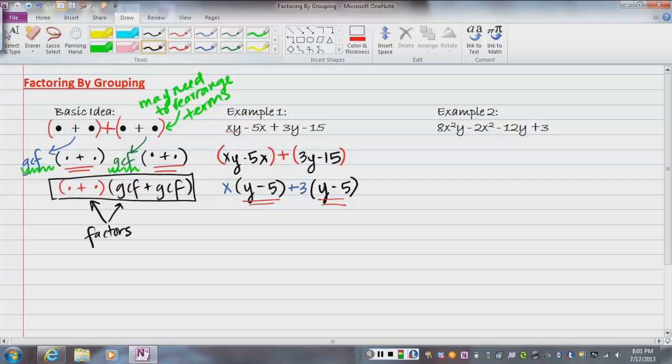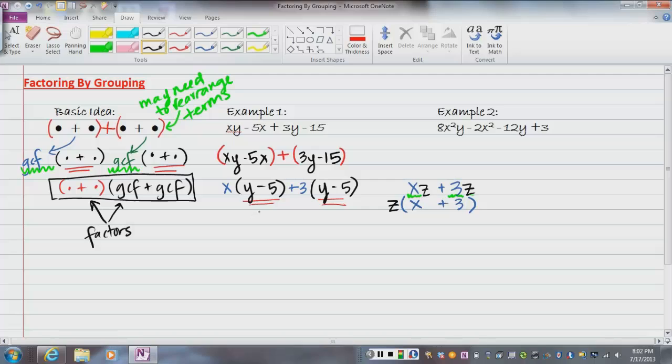Now, just a side note here. Let's suppose I have x times z plus 3 times z. If I look at this, I can very clearly see that z is a common factor for these two terms. I can pull the z out, and I'm left with this x plus 3. That stuff left over. Here, same idea, except now instead of z, I have this binomial y minus 5.